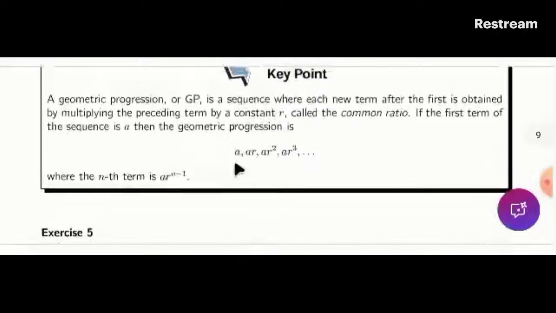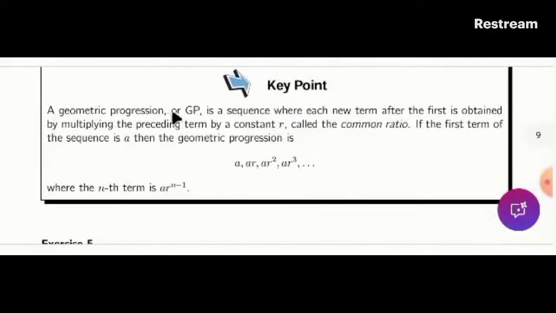There's a key point here for us. A geometric progression, GP, is a sequence where each new term after the first term is obtained by just multiplying the preceding term by a constant r. This is usually called the common ratio. If the first term is a, then the progression is just this way, which is very simple.